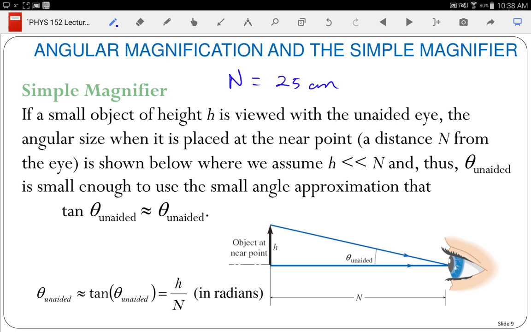What kind of object do I need to magnify? Big one or a small one? Small one, right? Big one, I don't need it to make bigger. So it's going to be a small one, which means that I can use small angle approximations. The small angle approximation is that sine theta is approximately equal to theta, cosine theta is approximately equal to 1, which means that tangent theta is approximately equal to theta. These are true if you're using radians.